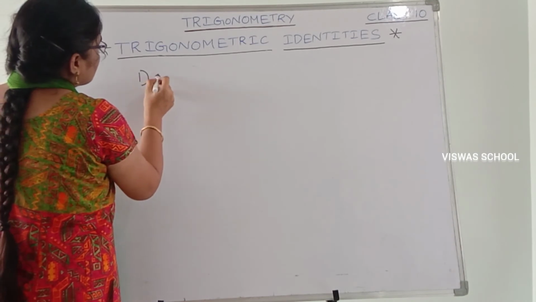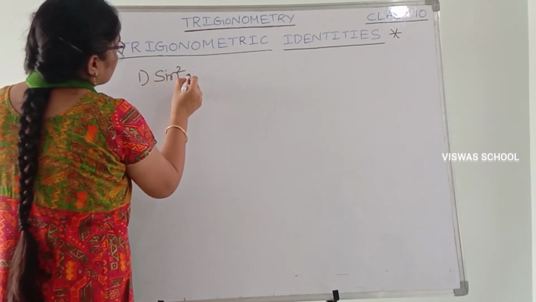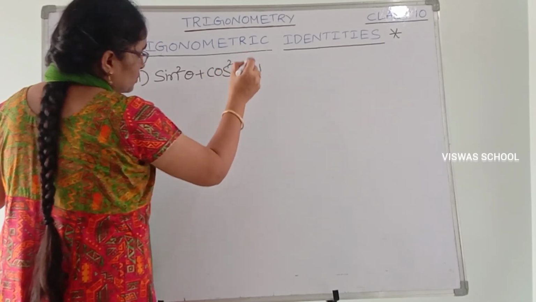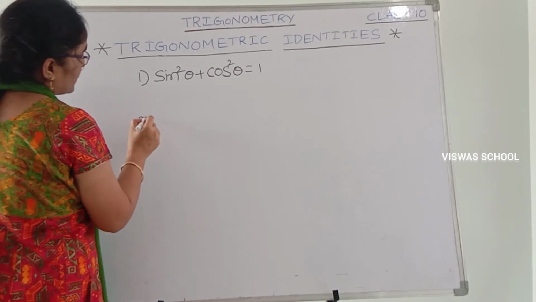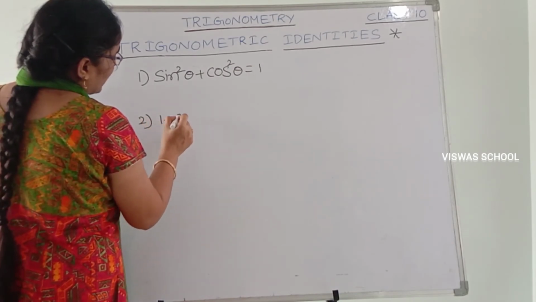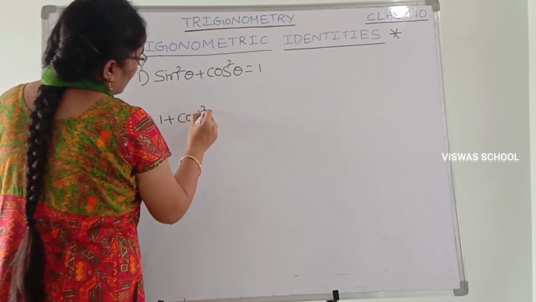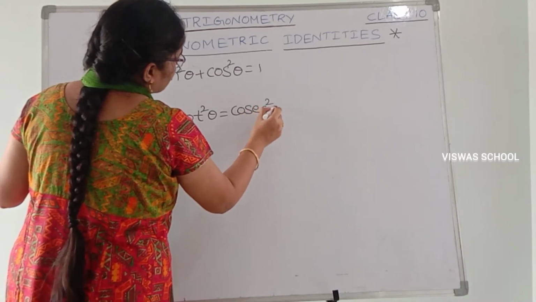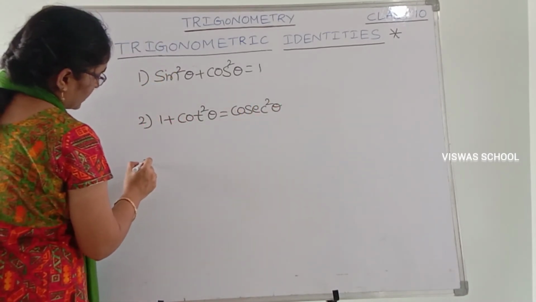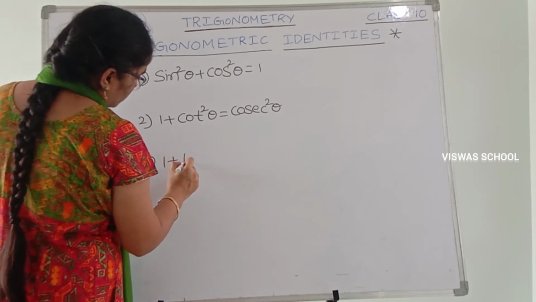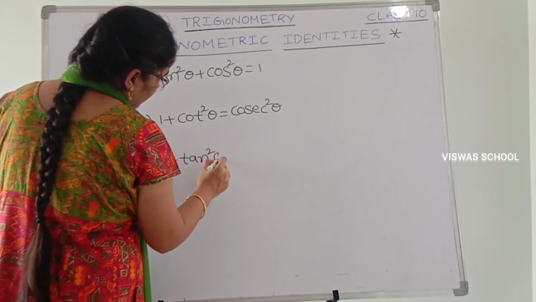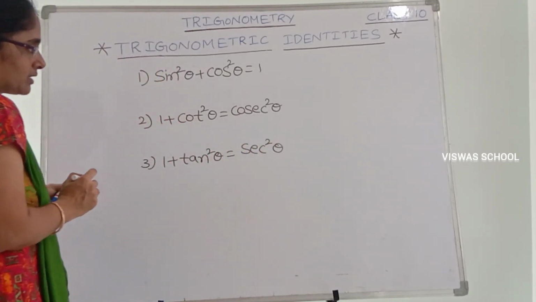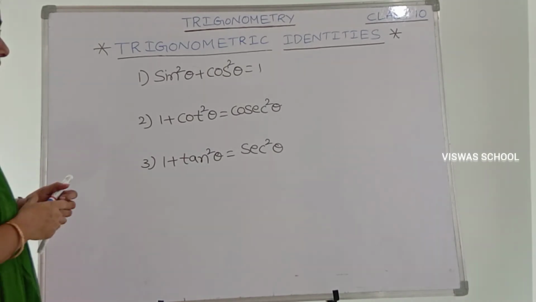That is first identity is sin square theta plus cos square theta is equals to 1. And second one is what? 1 plus cot square theta is equals to cosecant square theta. And third one is what? 1 plus tan square theta is equals to secant square theta. These are the three trigonometric identities.